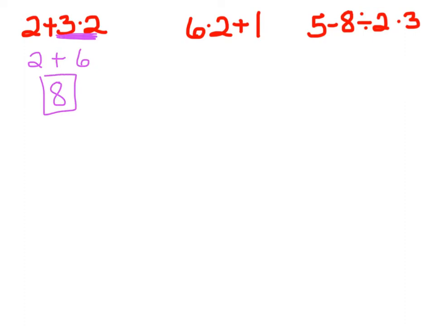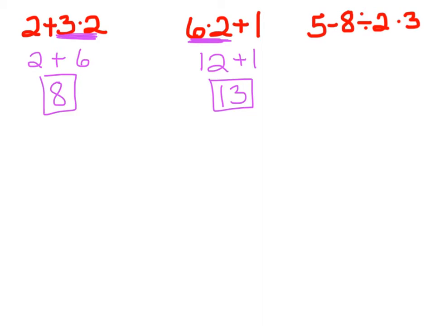Alright, we have 6 times 2 plus 1. PEMDAS says that multiplication has to go first, so 6 times 2 is 12 plus 1. 12 plus 1 is 13. You have to go in that order, because see, look over here. If you went 2 plus 3 is 5, and then 5 times 2 is 10, you would not get 8.